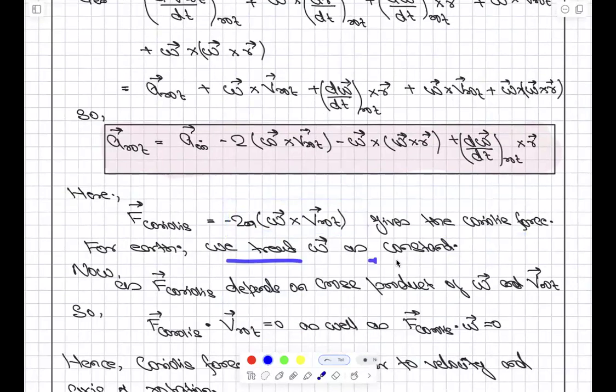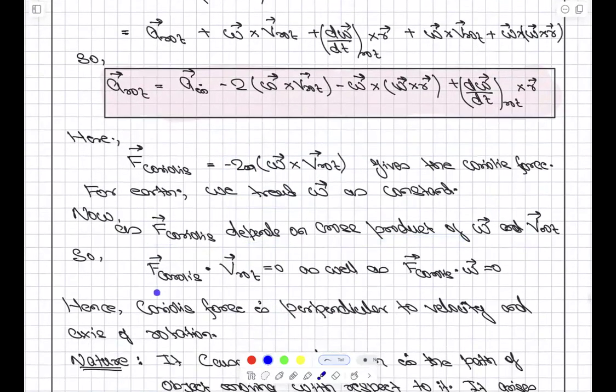So I can write simply that 2 m omega cross v gives the Coriolis force. For Earth, we treat omega as constant. So F Coriolis depends upon the cross product of omega cross v. That is, F is perpendicular to v as well as to omega. That means Coriolis force is perpendicular to the velocity as well as the axis of rotation.